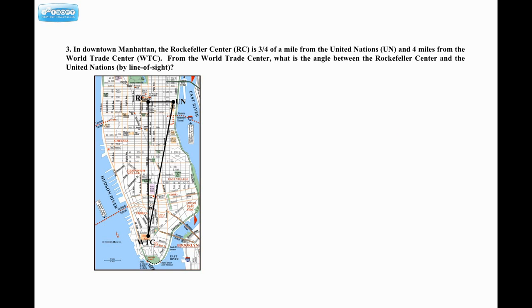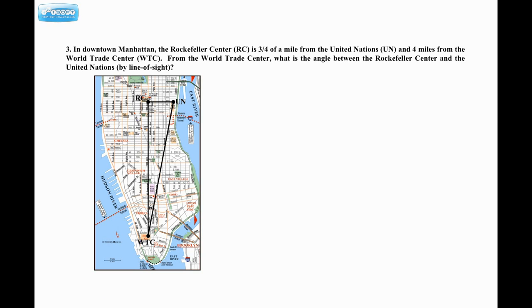Number 3, in downtown Manhattan, the Rockefeller Center, abbreviated RC, is 3/4 of a mile from the United Nations, UN, and 4 miles from the World Trade Center. From the World Trade Center, what is the angle between the Rockefeller Center and the United Nations by line of sight? Okay, well, the best way to understand this, of course, is to look at the picture.